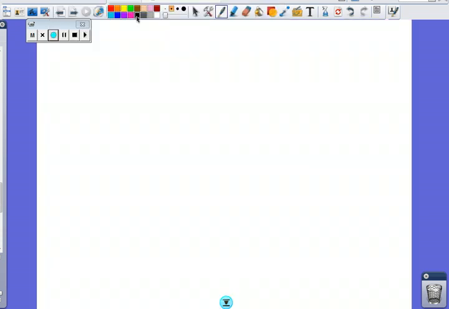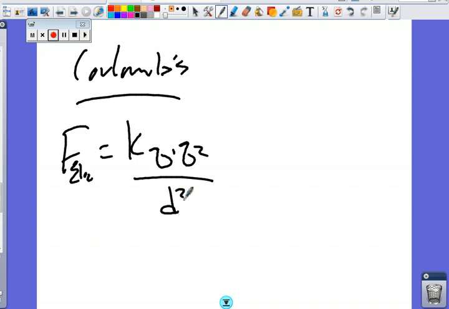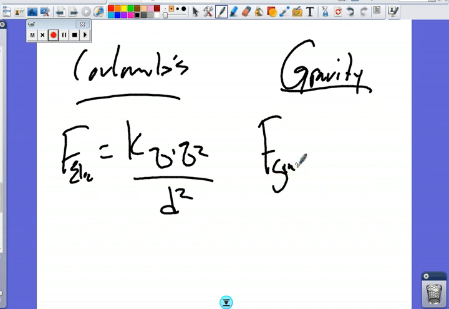If you look at Coulomb's law, what do you have? The electric force is equal to what? K, Q1, Q2, all divided by distance squared. Take a look. Where did we see this before? Gravity. That force of gravity equals what? Big G, M1, M2, all divided by D squared.